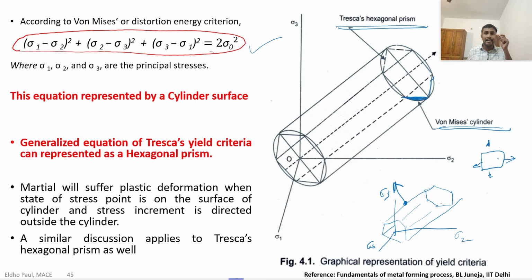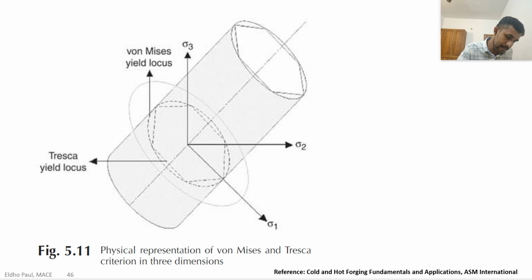If the stress system is in that area, then according to Tresca criteria, there will be a plastic deformation, but according to Von Mises criteria, there will not be any plastic deformation. But that gap between the hexagonal prism and the cylinder is very small, so we can approximate both the Tresca and Von Mises criteria as applicable for all materials. So this is the gap area I mentioned.